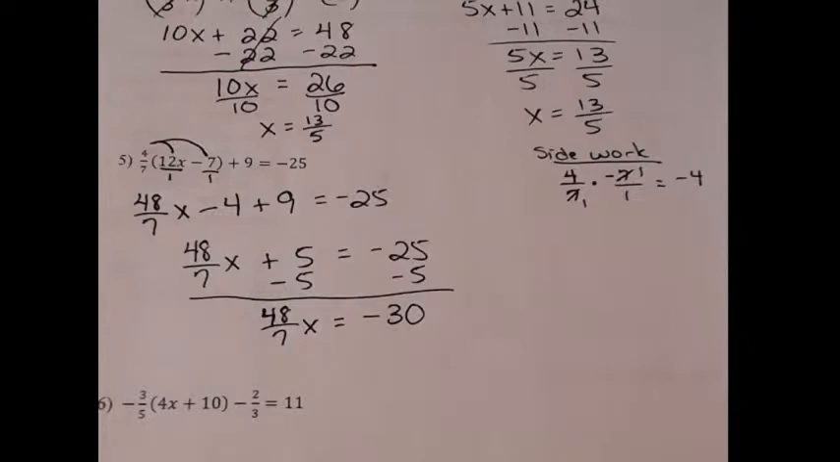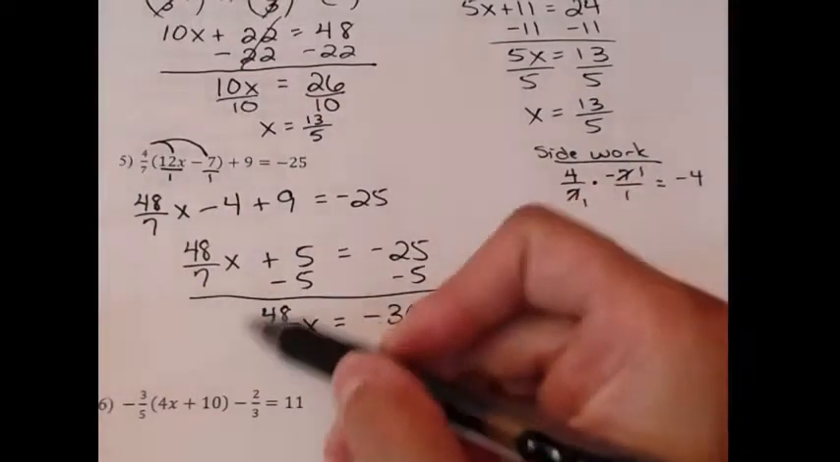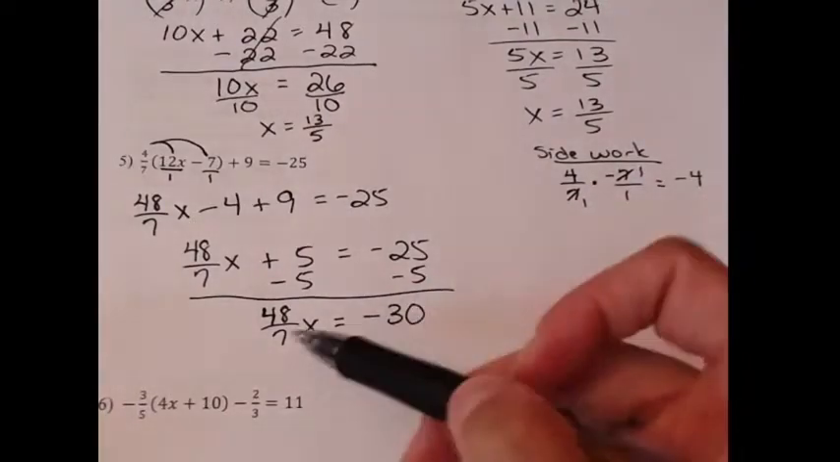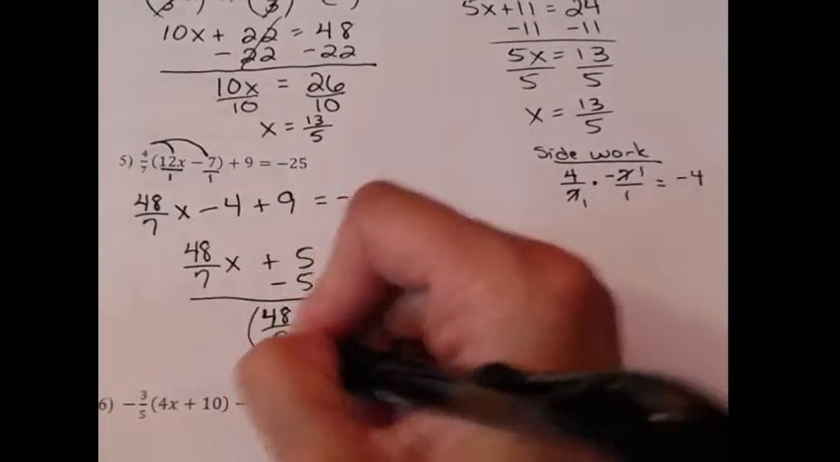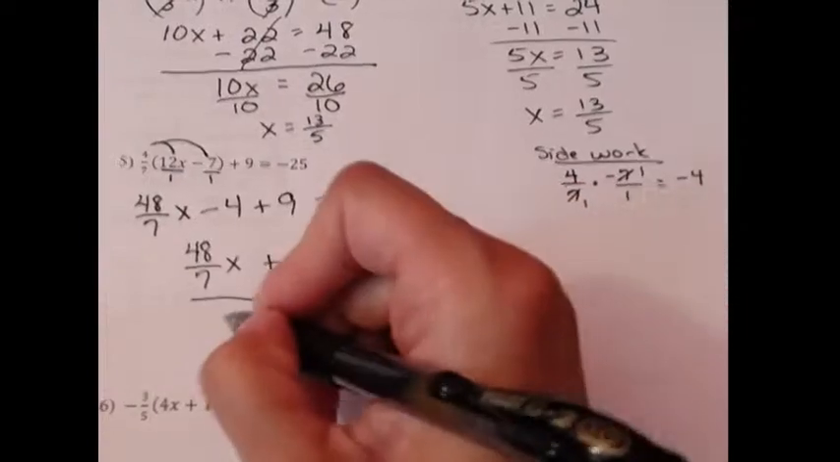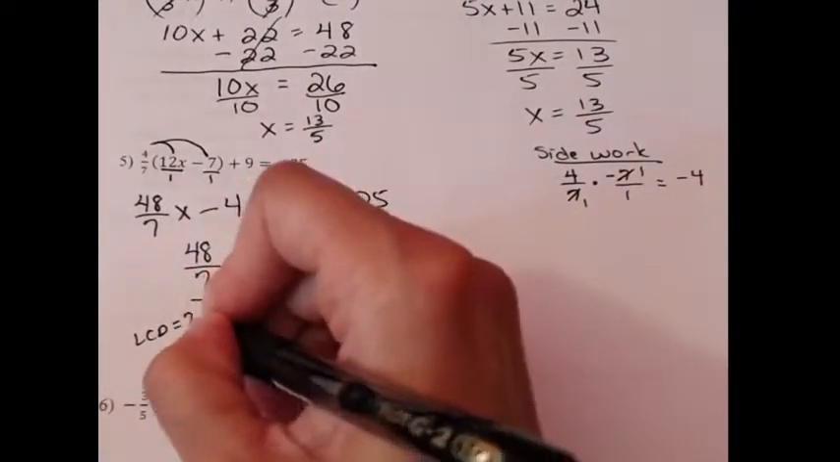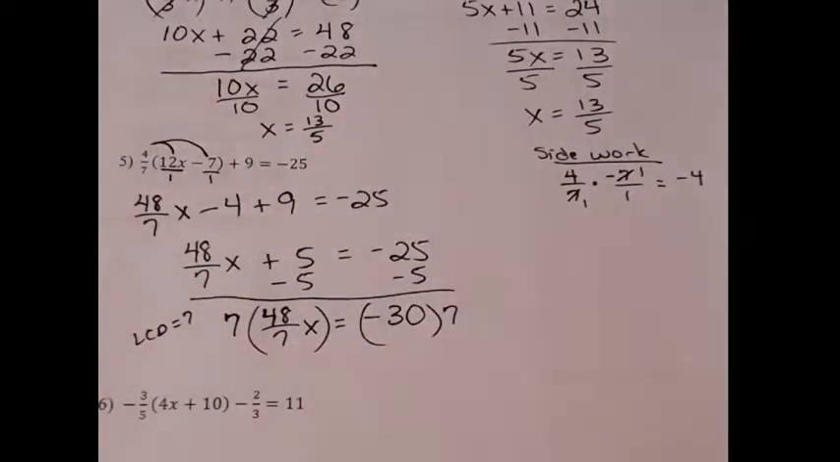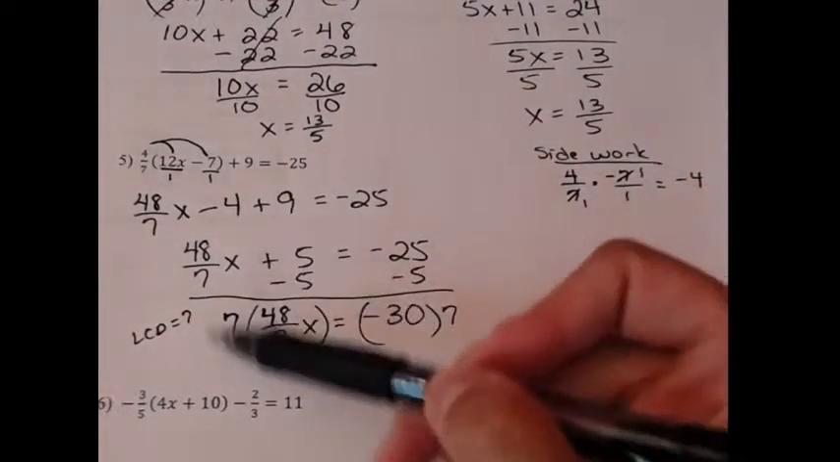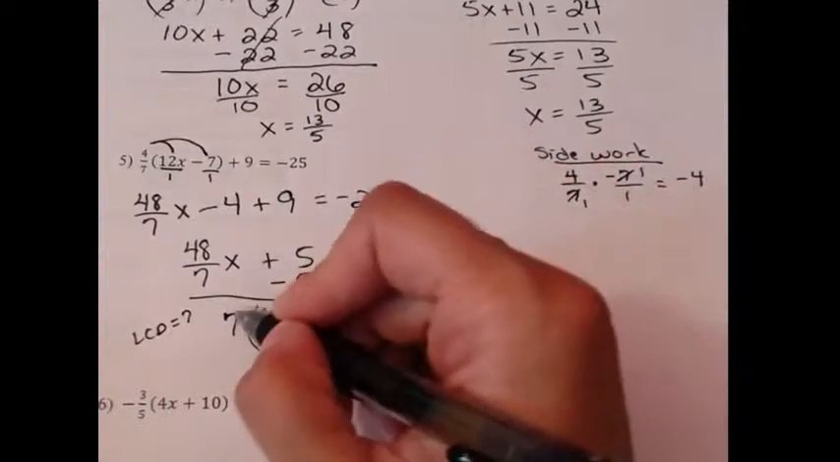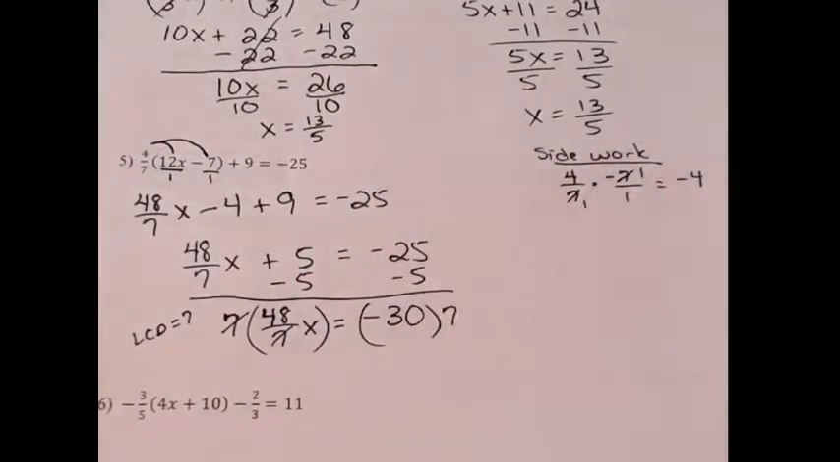Just a personal preference. You don't have to do it that way. At this point, I now only have 2 terms. My LCD is 7, so I'm going to multiply each term by 7. So if it helps, we can write LCD is equal to 7, just as a little side note. When we multiply our first term by 7, we notice that they're going to divide out. So 7 into 7 is once.